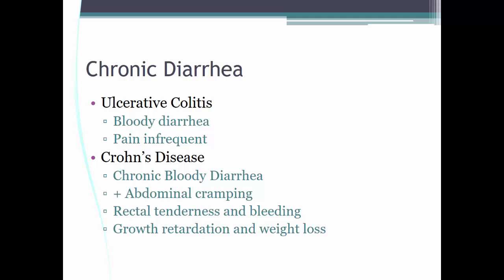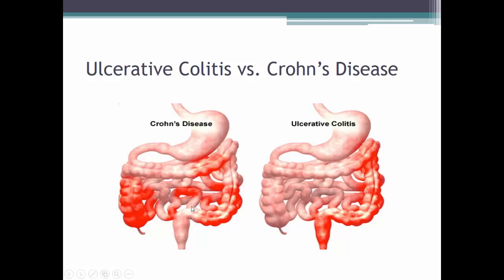Crohn's disease, remember, is transmural. It has skip lesions or cobblestoning, while ulcerative colitis is more confined to the mucosa. Crohn's disease has more fistulas, ulcers, and more complications.